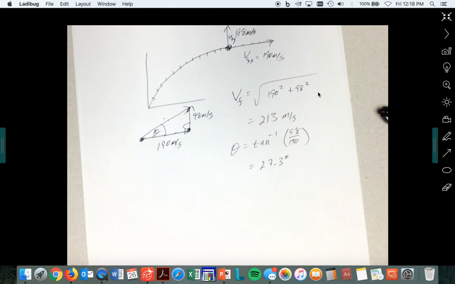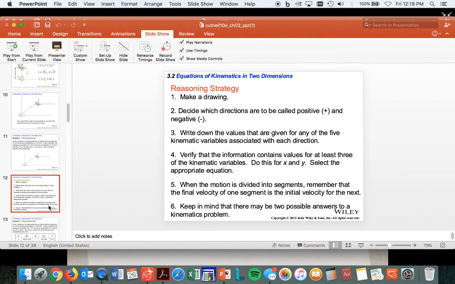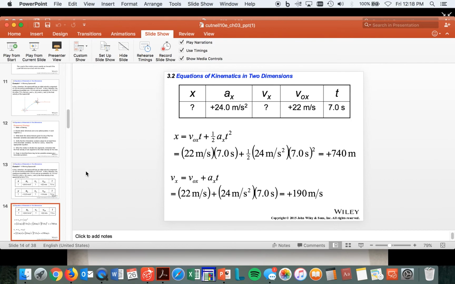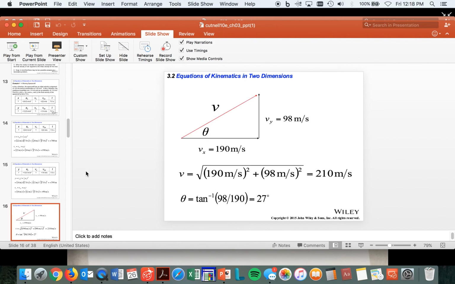Let's see what the slide says. Reasoning strategy, we already went through all that, filled in all those boxes. Is that what I got? Oh, I got 742. Okay. All right. I was like, uh-oh. And I did 392 and 98 meters per second. Okay, so we got all that. And there we go. They were doing 2 sig figs the whole time. That's fine. I was doing 3 sig figs.